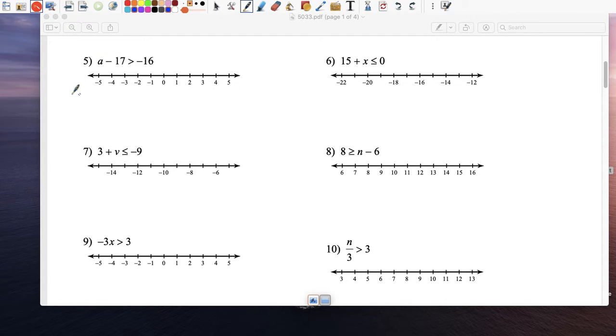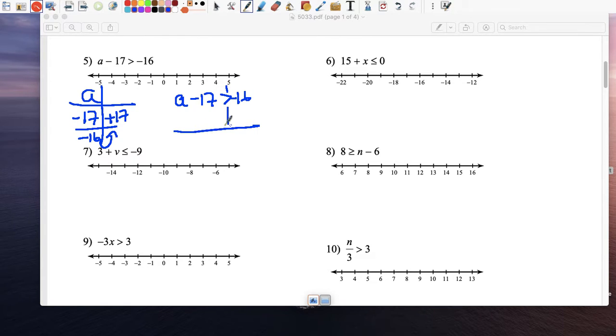So one step, again, story. My variable is a, a - 17 is greater than -16. Going backwards, I'm going to do +17 on both sides. So a - 17 greater than -16. So we're going to do left and right. +17, +17. These two go away. a is greater than 1. So put a circle. Do we shade? No, because there's no equal sign.